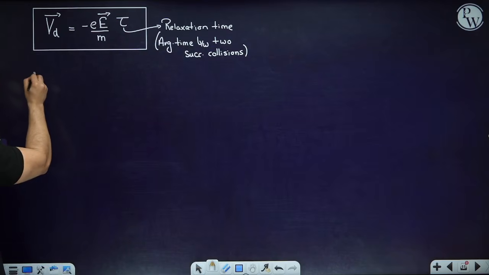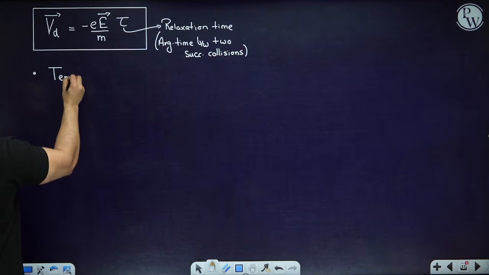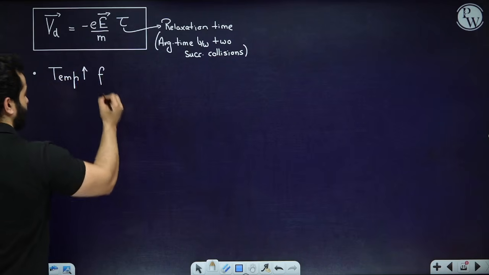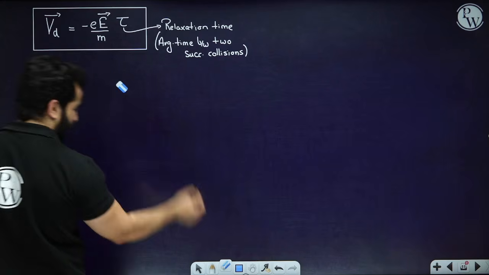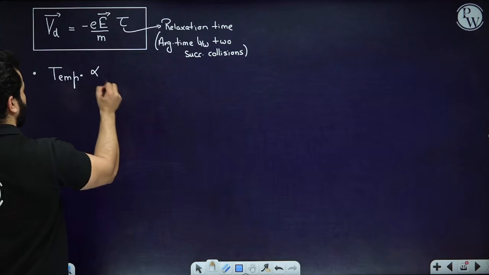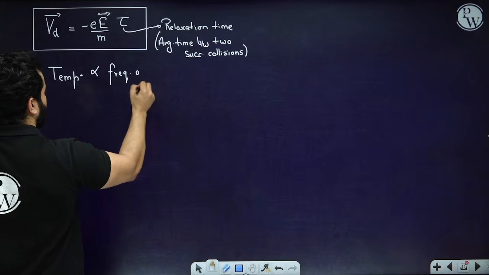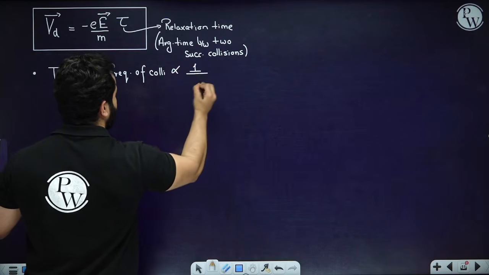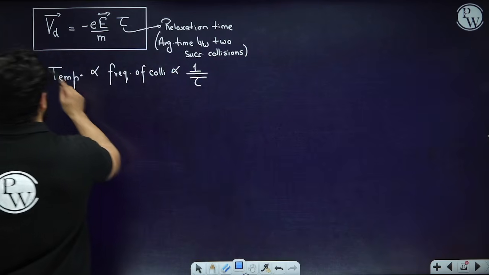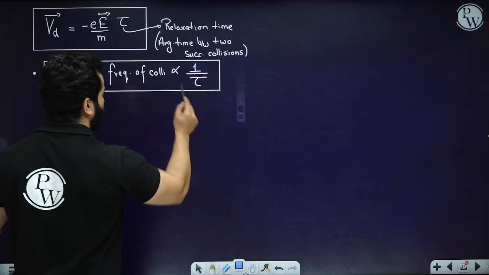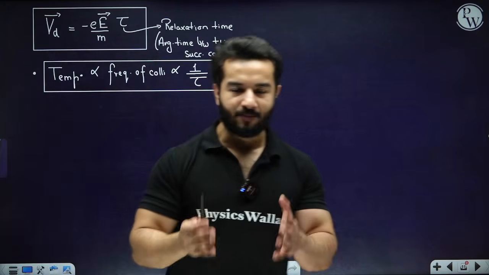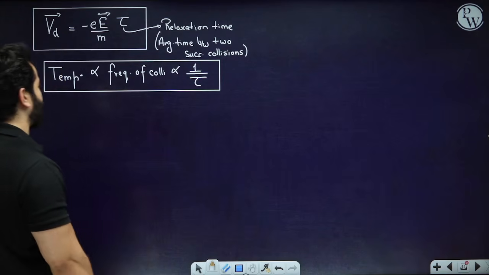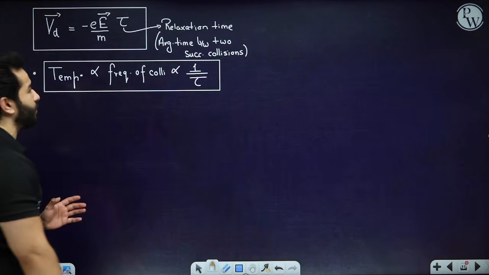right? If I increase the temperature, the frequency of collision will increase. So temperature is directly proportional to frequency of collision. And if the frequency of collision increases, this would mean that tau will decrease. Is that clear? It's quite logical. If more collisions take place in a given time, that means the average time for collision is going down. So if temperature increases, tau decreases. This is a very important relation. Please remember it.